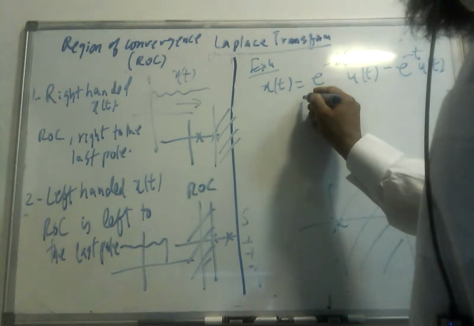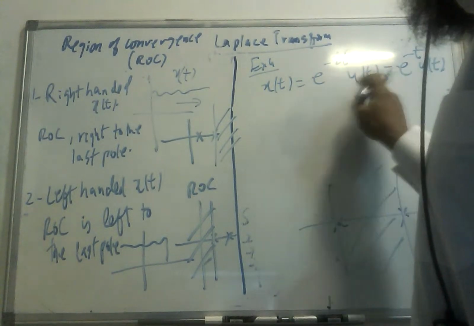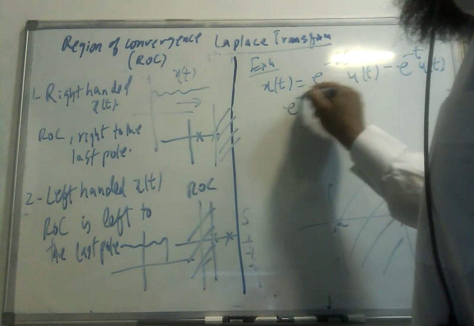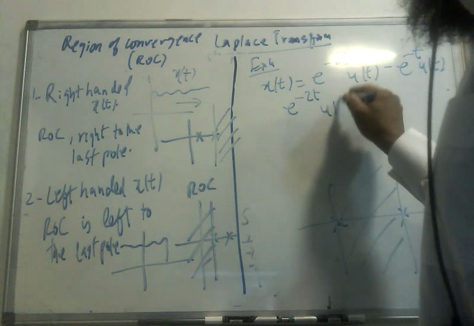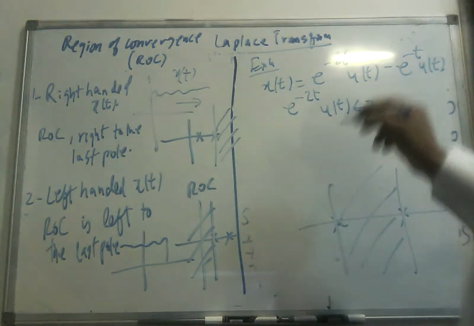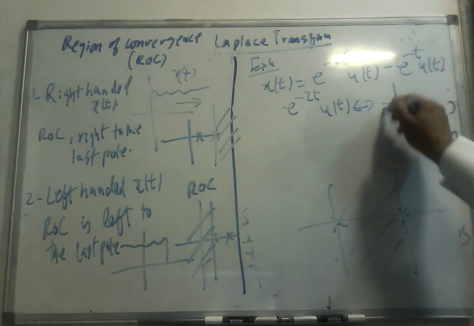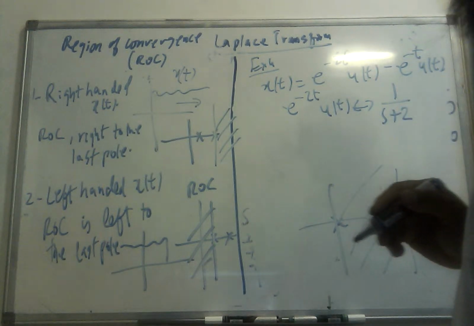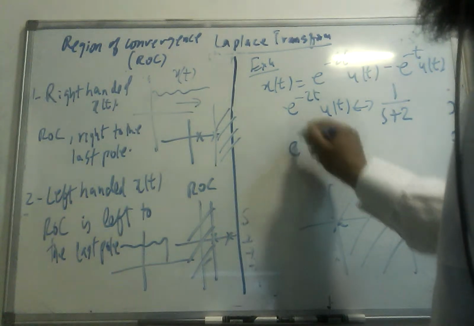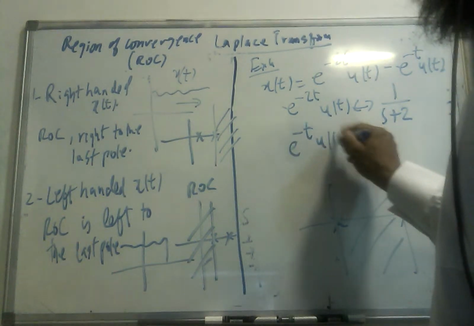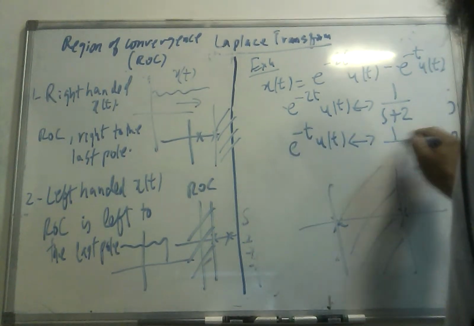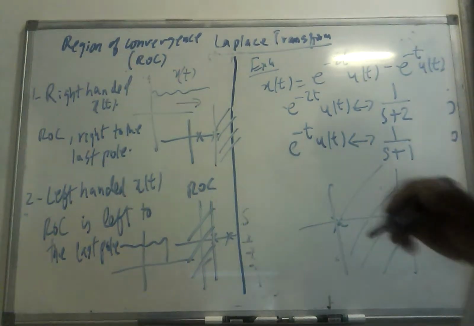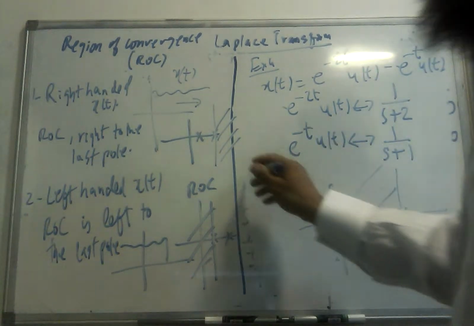So I know these functions. For e raised to minus 2t u of t, I can go to the table which I sent you. I can see from the table that the Laplace transform of e raised to minus 2t u of t is 1 over s plus 2, and the Laplace transform of e raised to minus t u of t is 1 over s plus 1. Now both of them are right-handed.